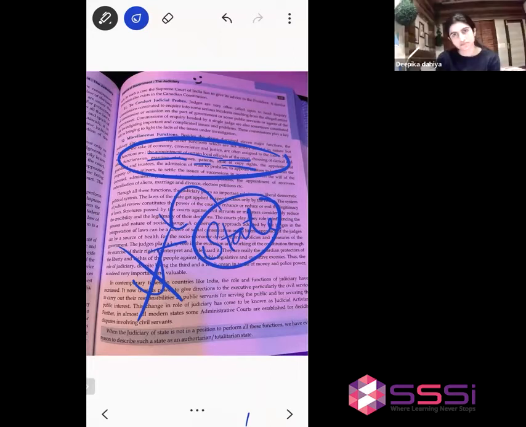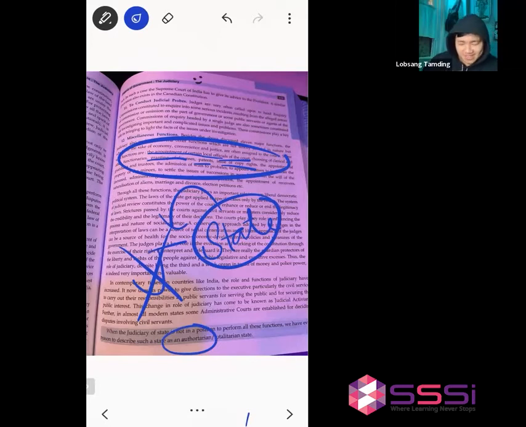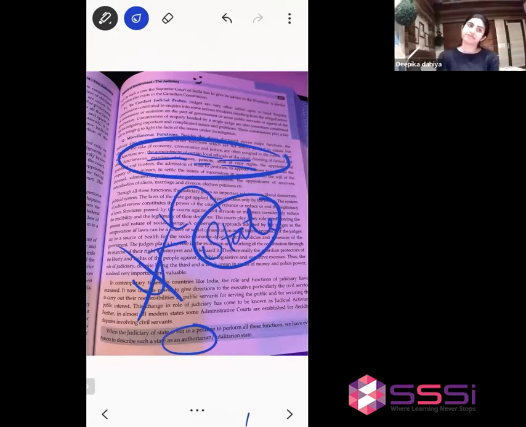There's no judiciary. I don't know. It will be an authoritarian state, if the state is giving judgments. Oh, yes, authoritarian. Or totalitarian. Is there any difference between authoritarian and totalitarian?